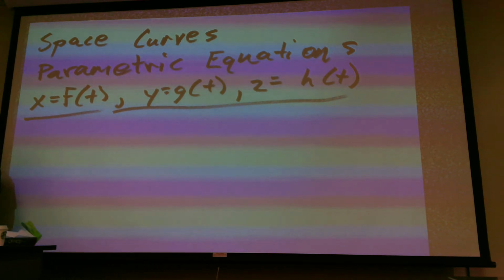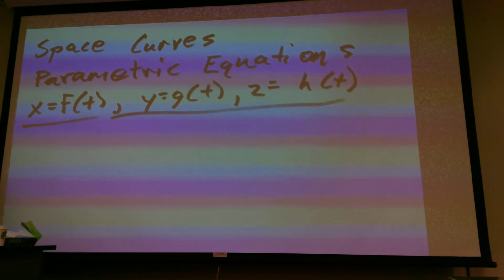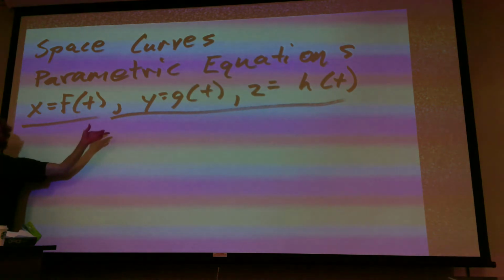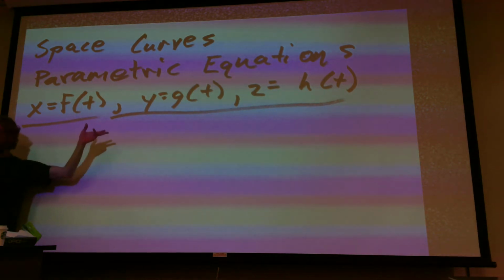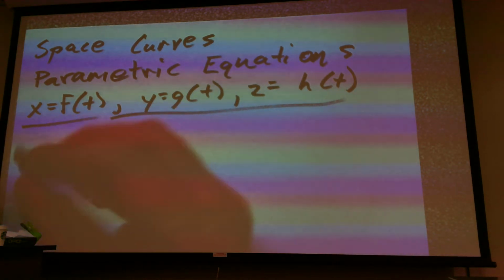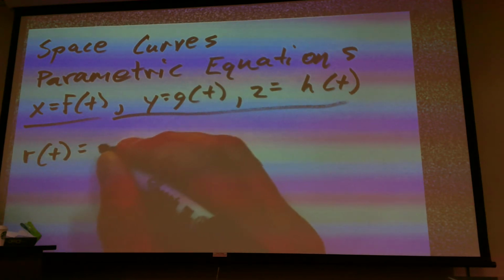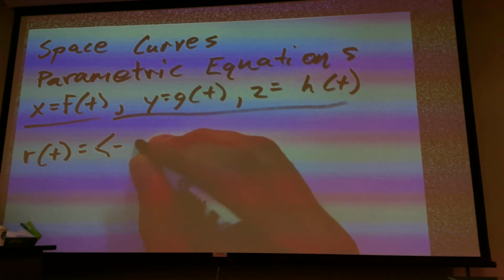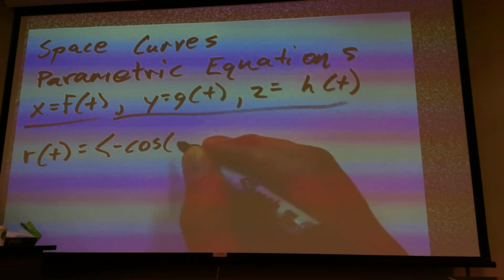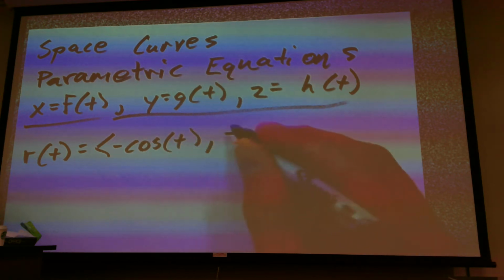So, let's start with, okay, so this is saying x, y, and z. I'm going to start with a parametric equation that's only in two dimensions. So let's say r of t is going to be represented by negative cosine of t and t.